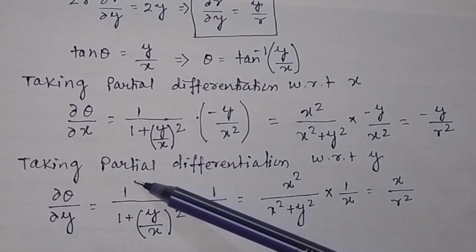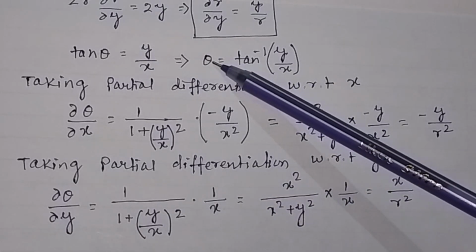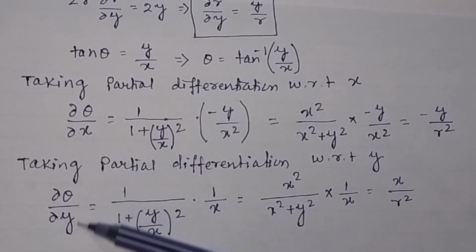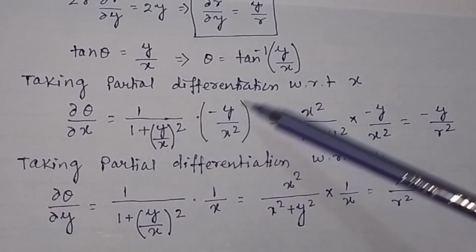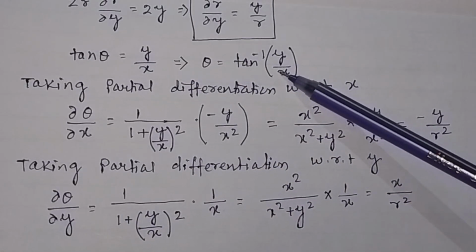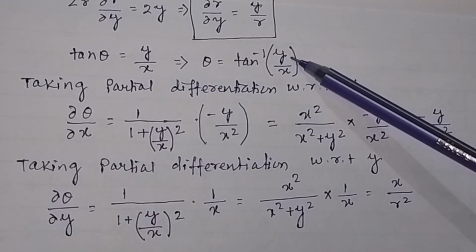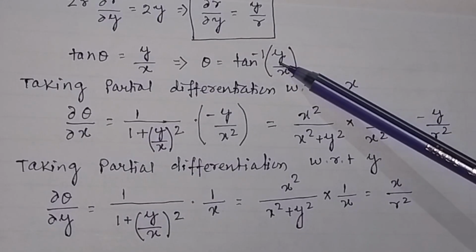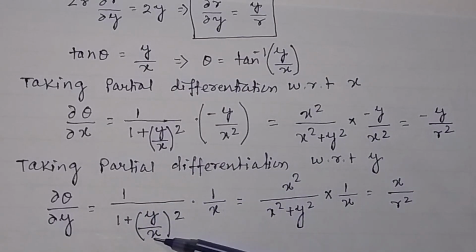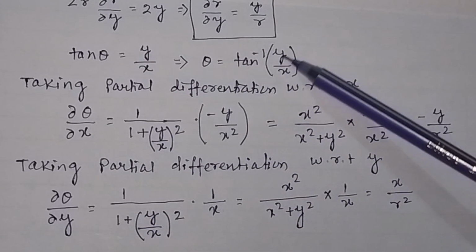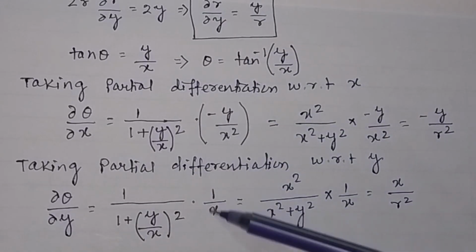Similarly, you can also find the partial derivative of theta with respect to y. So the partial derivative of theta with respect to y, from the derivative of the tan inverse function, is equal to 1 divided by 1 plus y by x whole square, and the partial derivative of y by x with respect to y will be equal to 1 by x.